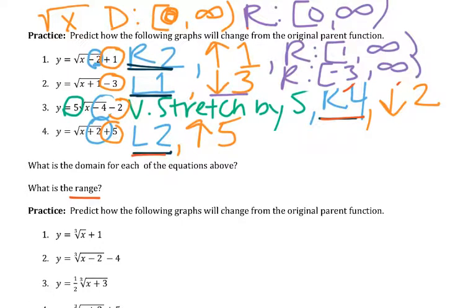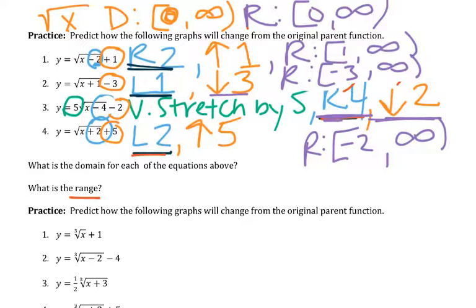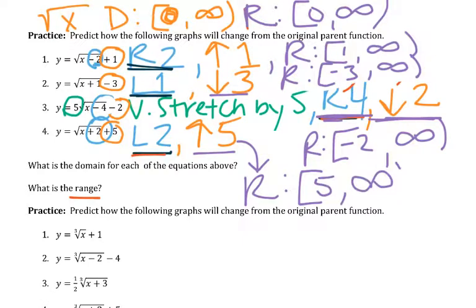In 5, we vertically stretched, but a vertical stretch here isn't going to affect our range because 0 times 5 is still 0, and infinity times 5 is still infinity. But what will affect our range is moving down 2. If I move down 2, my range will move down 2. So my range is now negative 2 to infinity. And for number 4, I move up 5, so my new range is 5 to infinity.